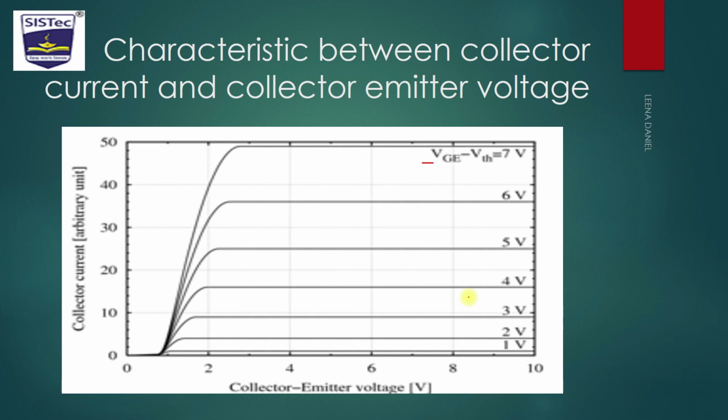The output characteristic of this IGBT is similar to the BJT, but the only difference is that here the voltage can be varied through the gate.